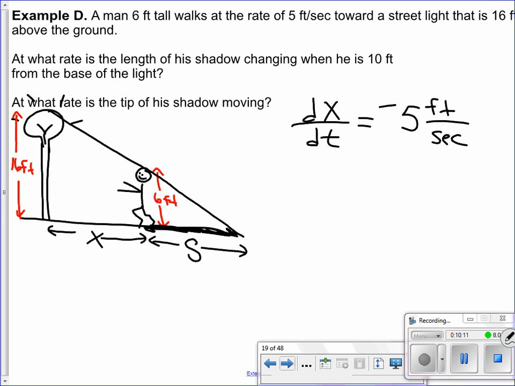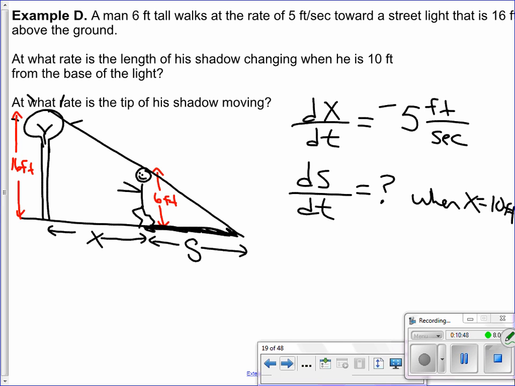Now let's look at the question. At what rate is the length of the shadow changing when he is 10 feet from the base of the light? What are they asking us for? The ds/dt. You've all noticed when you walk along, sometimes when you're walking toward or away from a light, the length of your shadow changes, right? Ever wonder? I wonder at what rate that's changing. So we're looking for ds/dt when x equals 10. We've got dx/dt, we want ds/dt.